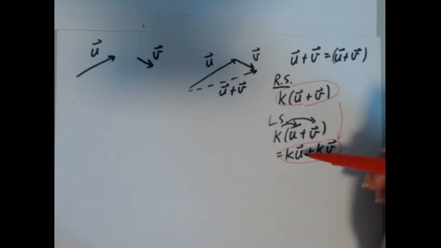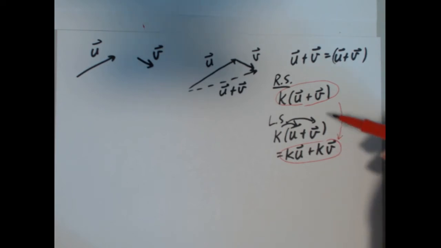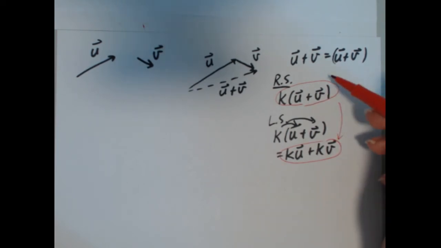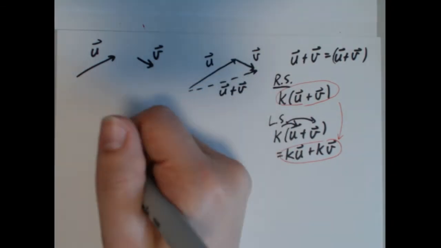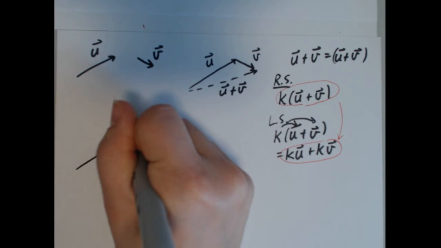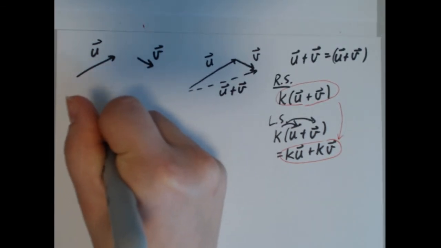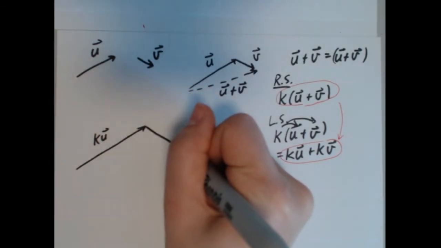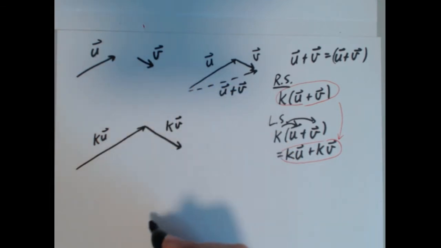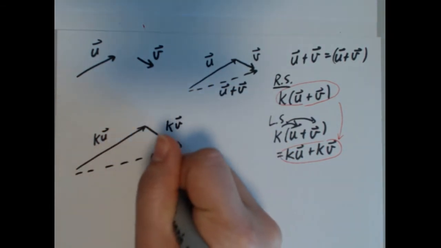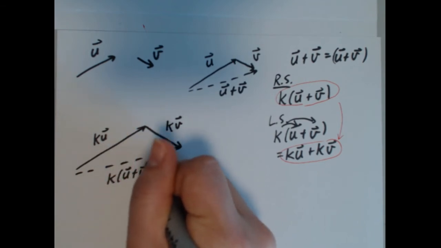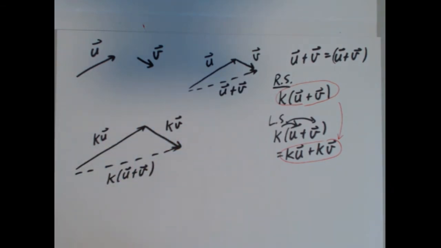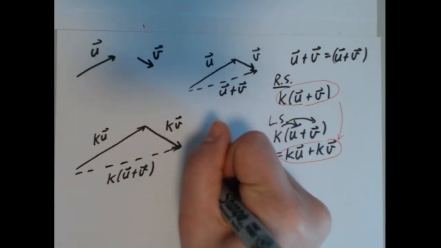Okay, so what that means is if I multiply each of the individual vectors by the same scalar multiple, that's the same as multiplying their sum by the same scalar multiple. And this is in fact the case. So if I make, well, u k times as long, so if I have k times u, and then I have k times v, their sum is also going to be k times as long. So this will be k times (u plus v). So this is called the distributive property of vectors.